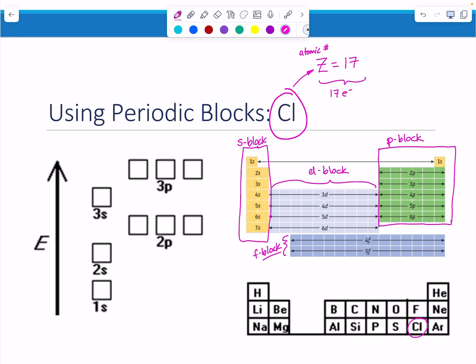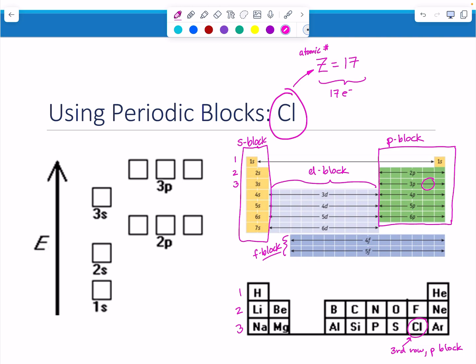It's in the P block, right? So if I were looking, it's right here. So it's a P block element. We're going to use our period information, the rows. So this would be row 1, this is going to be row 2, this is going to be row 3. So it's in the 3rd row, in the P block.